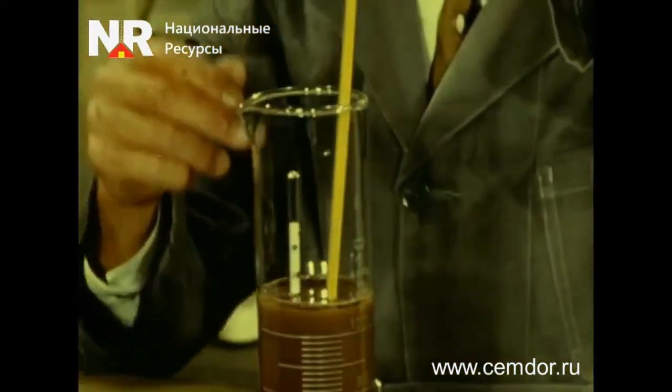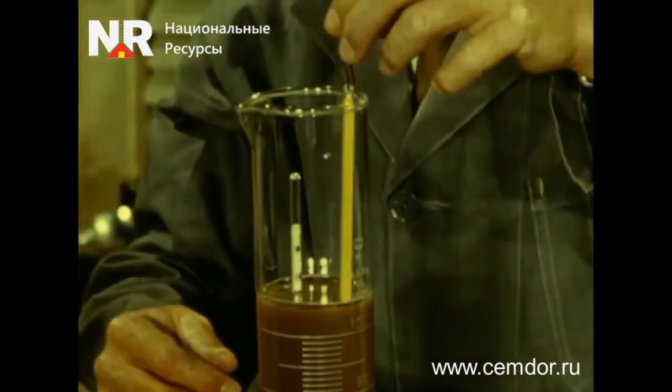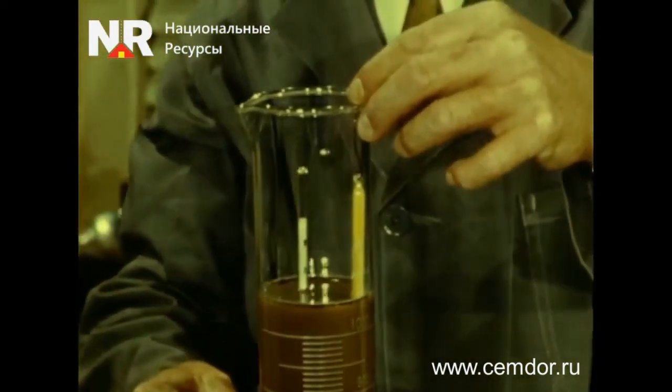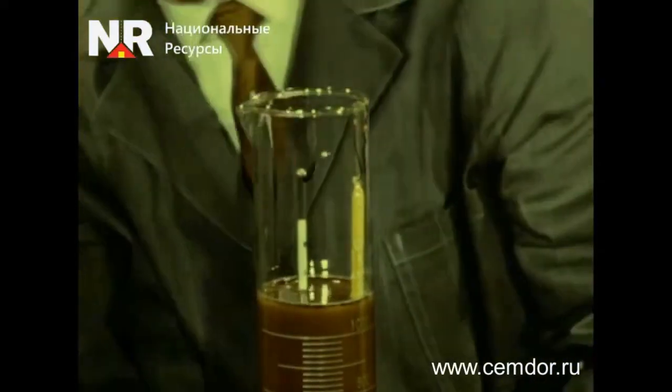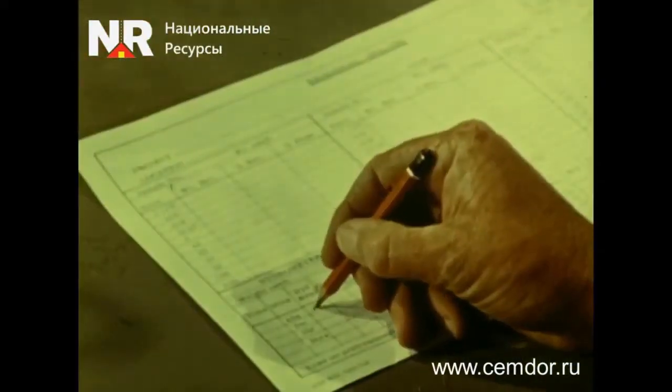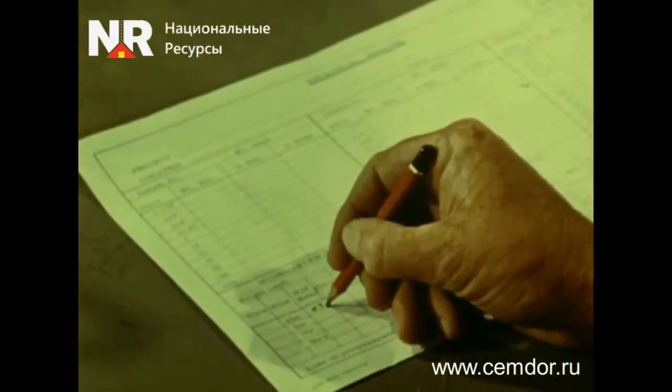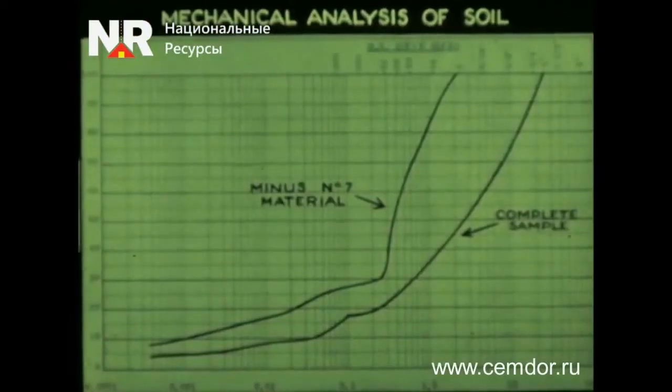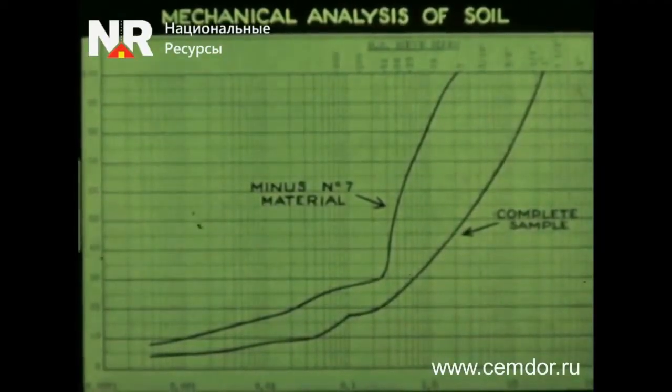Then, the percentage content of each soil fraction should be determined by successively subtracting the smaller value from the larger one. The analysis results are recorded in a logbook, and a graph is also plotted showing the percentage distribution of particles across the sieves.